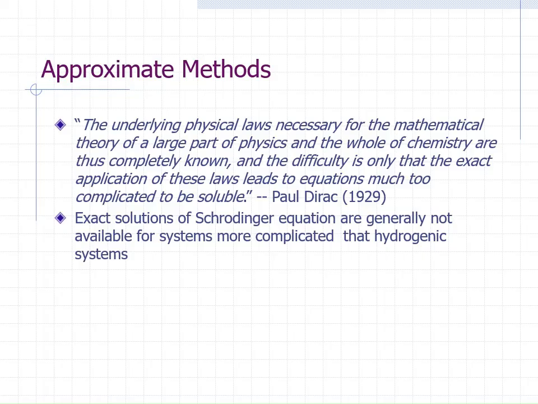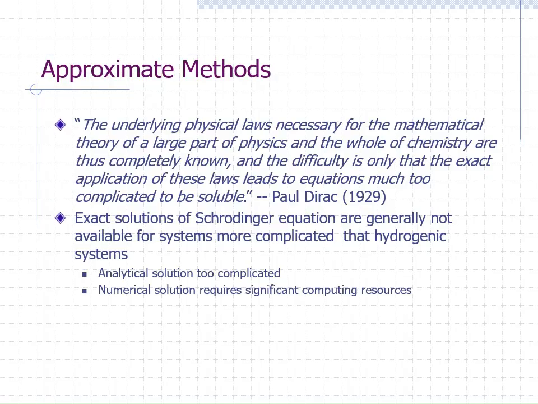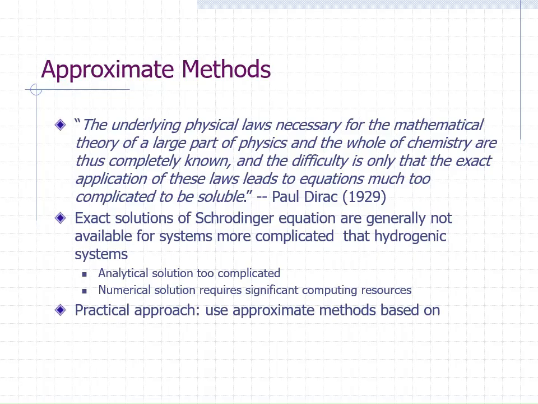While we can obtain exact solutions for simple systems like hydrogenic atoms, such solutions are generally not available for more complex systems. The difficulty arises because analytical solutions quickly become mathematically intractable, and even numerical solutions can require significant computational resources, particularly for many particle systems. As a result, the practical approach in quantum mechanics is to rely on approximate methods. In this lesson, we will focus on two of the most important approaches, the variational theorem and perturbation theory.